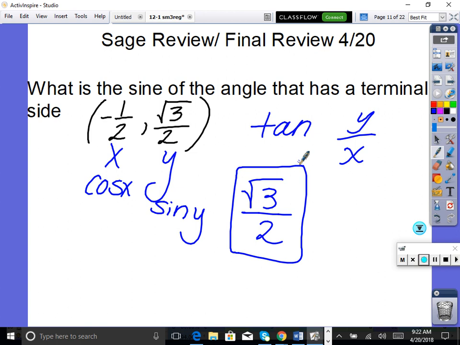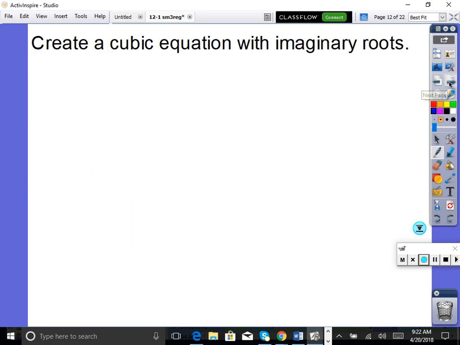So some of you might get, what is the cosine? You would have said -1/2, true? If it said, what is the tangent? You would have taken this divided by this. You would have had to flip the second and multiply. Okay, awesome. Next one, write down the problems from start to end.